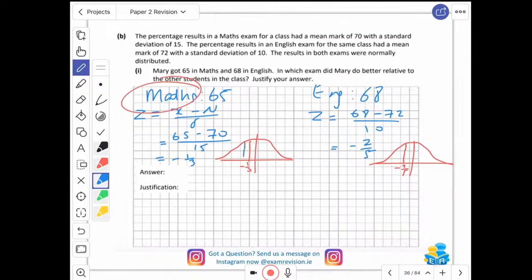So her English score, which is the blue line, is obviously further to the left, which means that's further away from the average and the mean and how much better she did. So it means that the red line represents the better score, which is obviously maths. So the class she did better in was maths, and the reason is because minus 1/3 is obviously greater than minus 2/5. You could explain that in more words verbally as well, but that's the idea there.